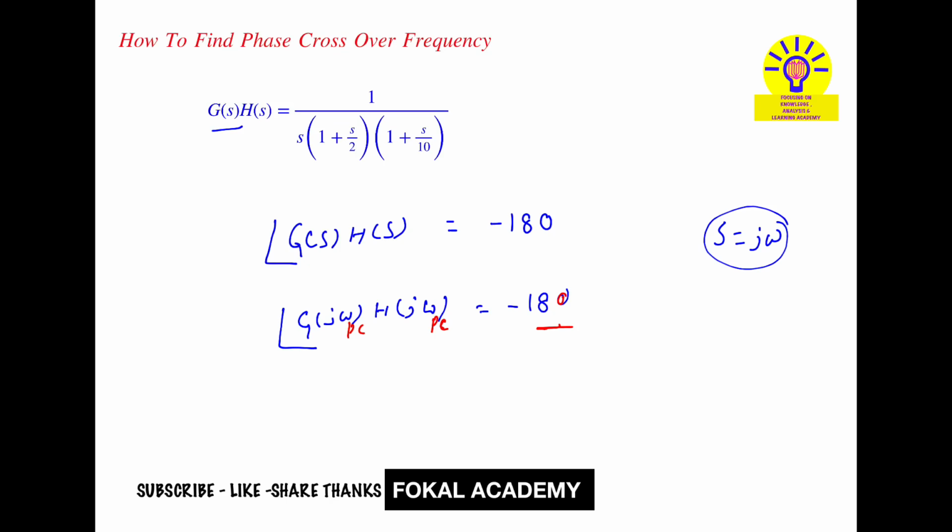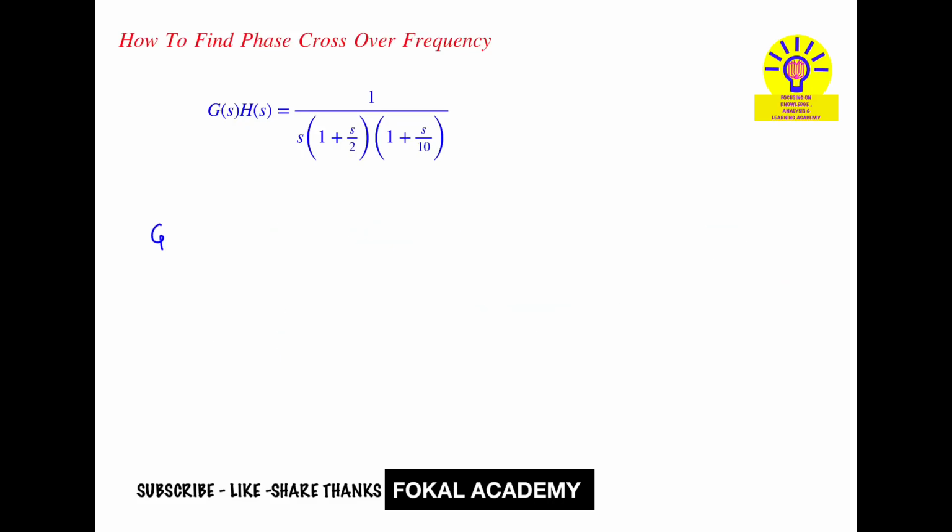So first of all find the phase angle, then equate it to minus 180. From that we will get the omega pc value. So let's see how to solve. First of all replace s with j omega. So G(j omega) H(j omega) is equal to 1 by, s means j omega, into (1 plus j omega by 2) into (1 plus j omega by 10).